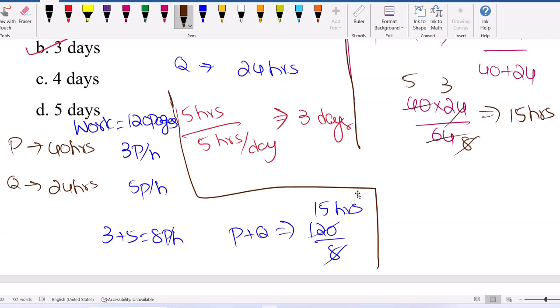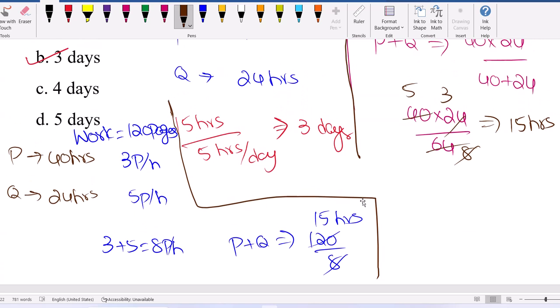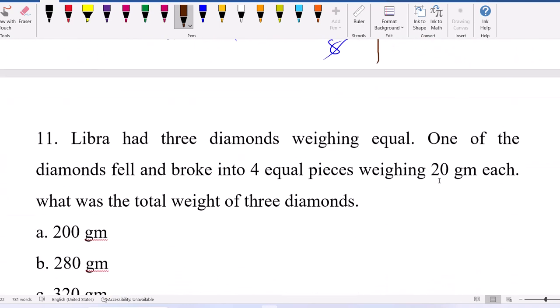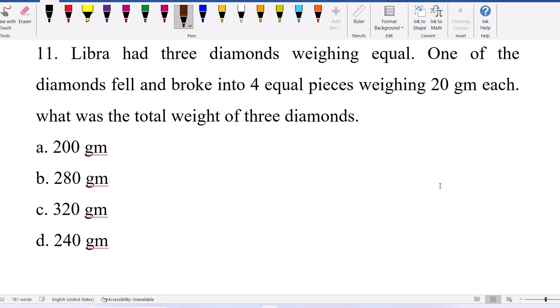If you don't want the formulas and all, you can do it this way. This 15 hours only we got directly: product divided by summation, if it is together. And this is a repeated question from long back. Libra had 3 diamonds, all of equal weight. One of the diamonds fell and broke into 4 equal pieces. So 3 diamonds are there, but only one among them has fallen.